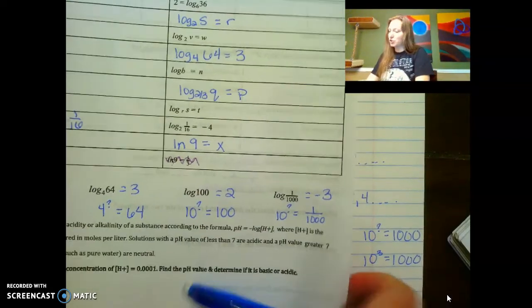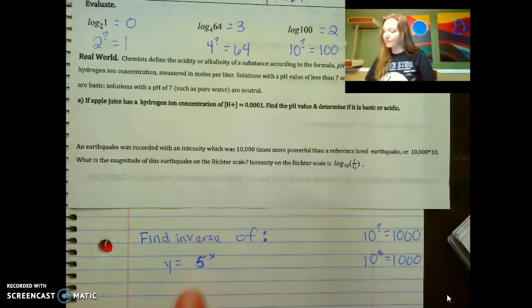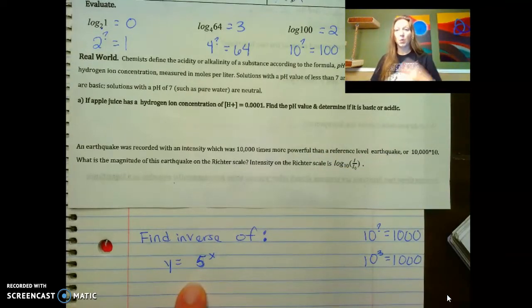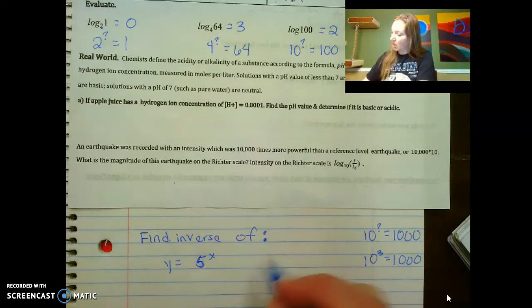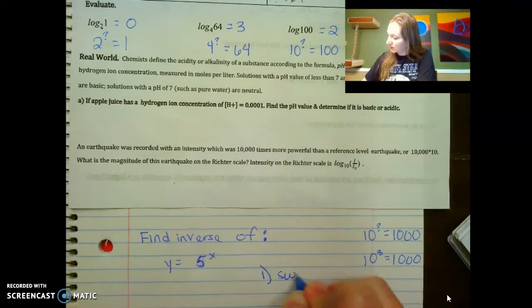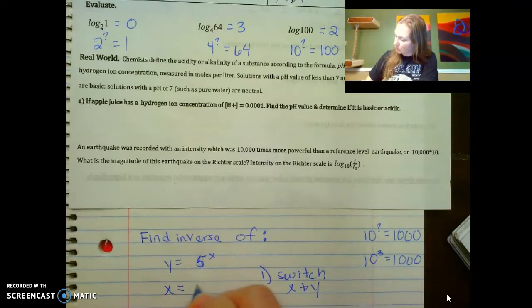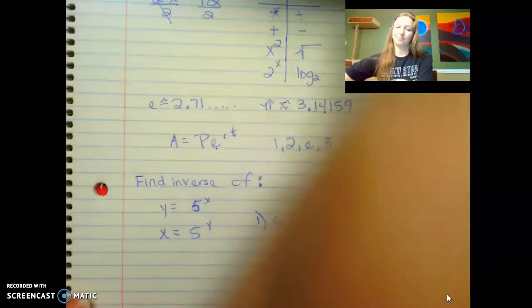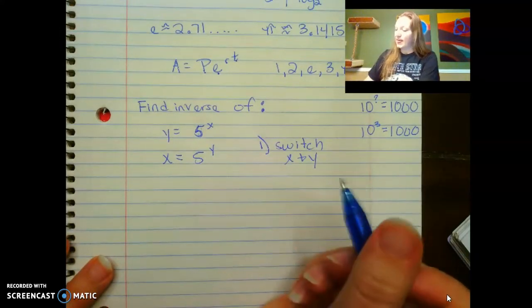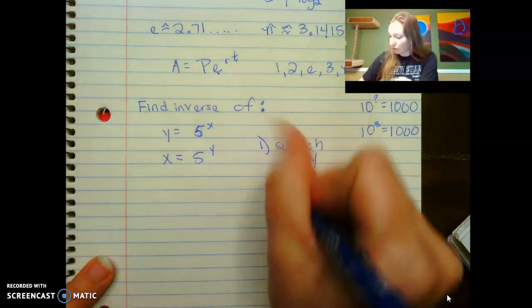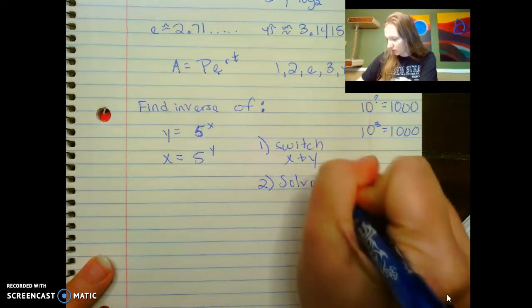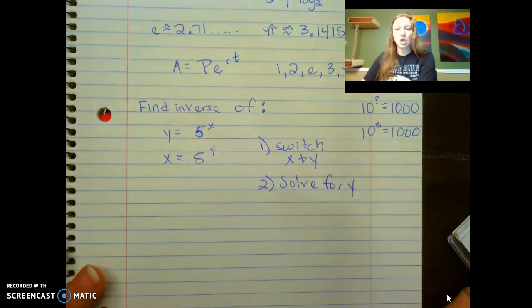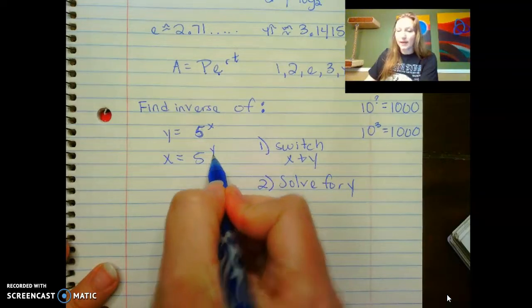Okay, last thing I want to show you today is how to find the inverse of an exponential function. What is the first step we always do when we're trying to find the inverse? Well, the first thing we always do is switch x and y. So x equals 5 to the y is going to be our first step. Then the second step we do is we try to solve for y. So what I'm going to do is I'm trying to get y by itself.